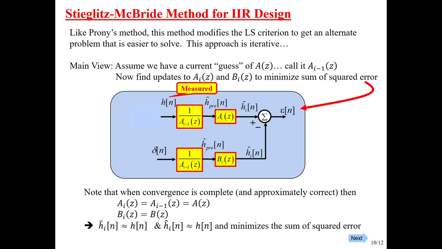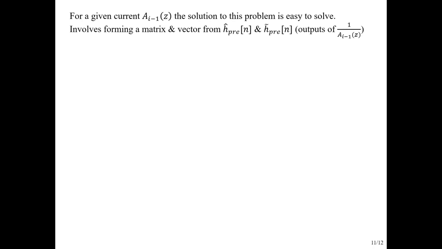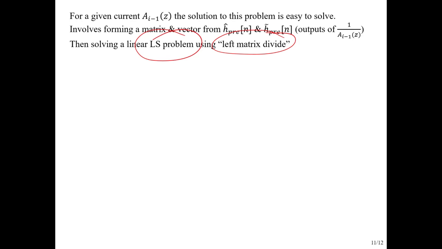So then we are really approximately solving the linear least squares problem that we want to solve. So that's the idea. This is a pretty easy problem to solve. It involves forming matrix and vector forms for these things, similarly to how we did it for Prony. I'm not going to go into the details, but it's very, very similar. Solving with left matrix divide to give a linear least squares problem solution, and iteratively solving it.